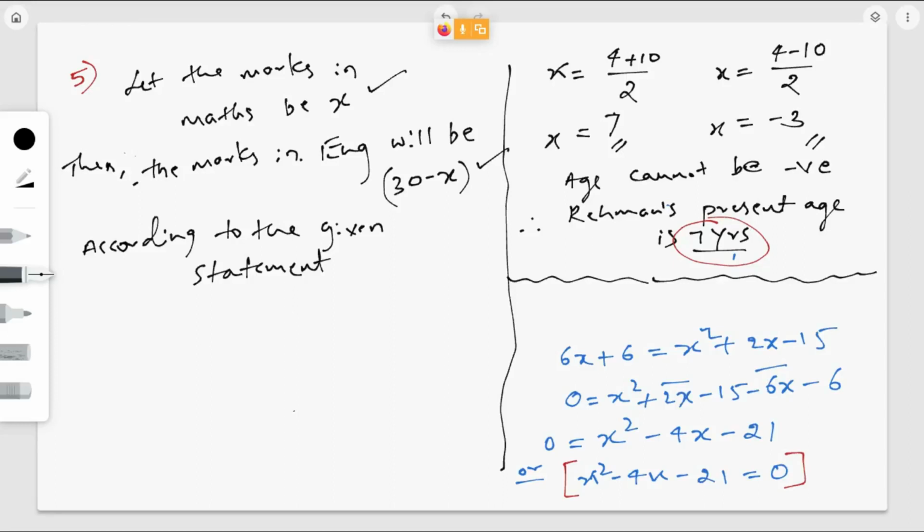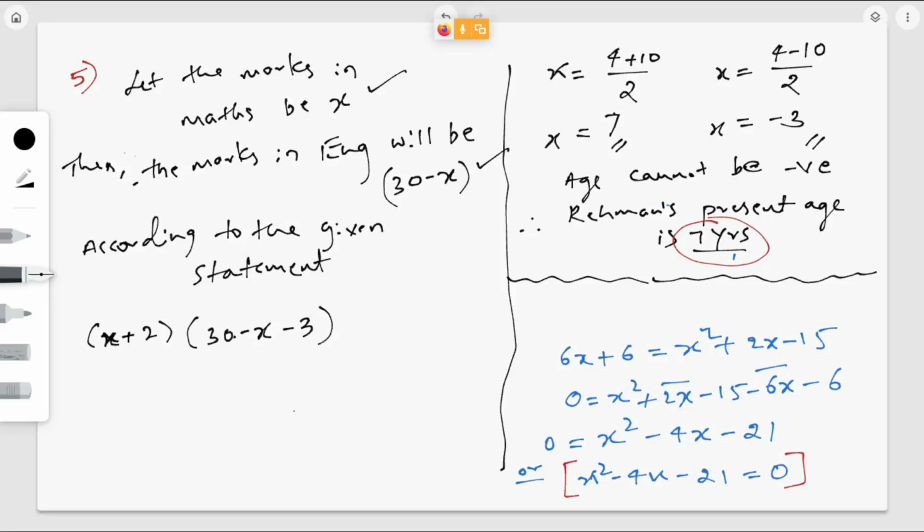If she got 2 marks more in mathematics, then it will be X plus 2. And 3 marks less in English, that is 30 minus X minus 3. If you want, you can just go through the question again. Second sentence from the fifth question.